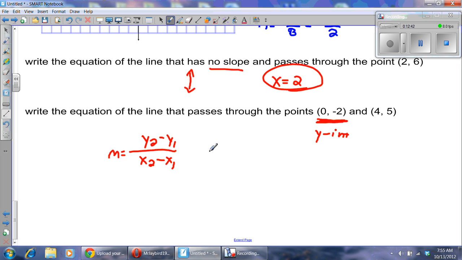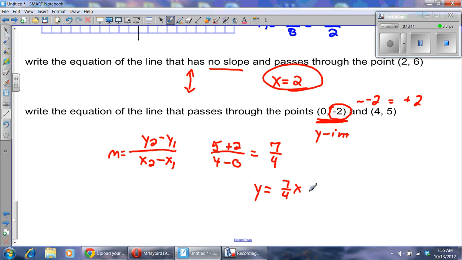All right, so I'm going to do 5 plus 2 over 4 minus 0. So you're going, wait, aren't you supposed to subtract? I did. 5 minus negative 2. Minus a negative 2 is the same as plus a positive 2. So my slope is going to be 7/4. And now I've got the slope, I've got the y-intercept. Y equals 7/4 x minus 2. And there you go. Piece of cake.